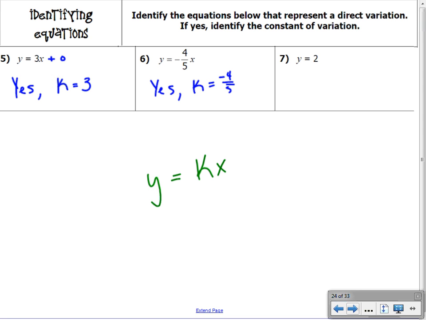Now, number 7 is a little trickier. I'm not missing my y-intercept. What I'm missing here is my slope. So I really have a slope of 0, which means I have 0x plus 2. And if I have 0x plus 2, it's easy to see that I do not have a y-intercept of 0. I have a y-intercept of 2. So this is the first one that is not a direct variation.